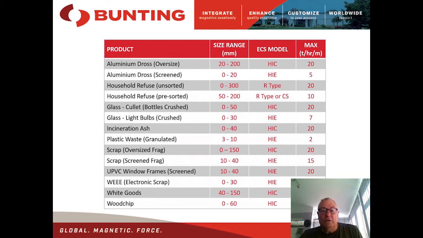So, some ideas of capacity for these machines for different applications. You can run up to about 20 tons per hour per metre width of unit for materials like aluminium dross, which is reasonably high density, and household refuse. I think smaller applications would be things like plastic waste, which is granulated. There, because it's a lower density material and finer in particle size, you would be looking at 2 to 3 tons per hour per metre width of unit.